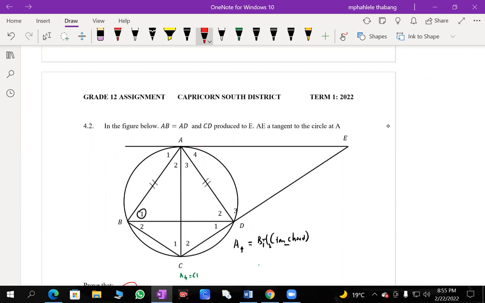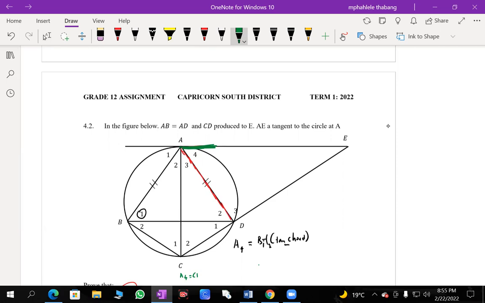Which is between the tangent and the chord. I've chosen my chord to be AD in this case, and this is my tangent. Okay. I get, when you speak about the tan chord, you see the angle between the tangent and the chord.